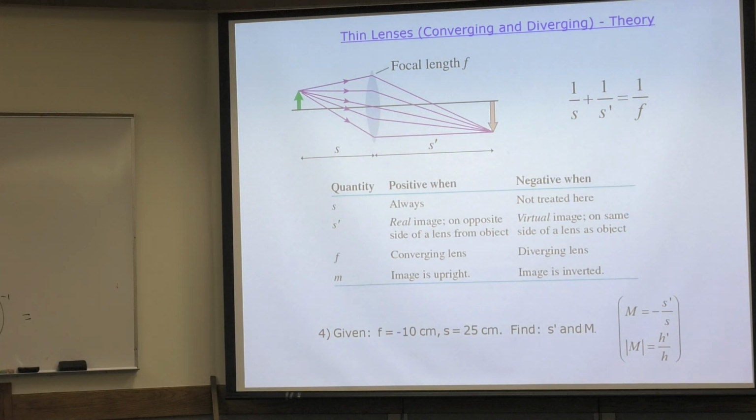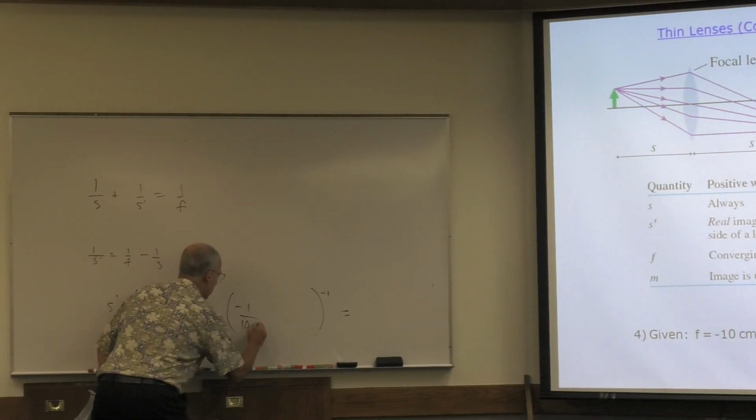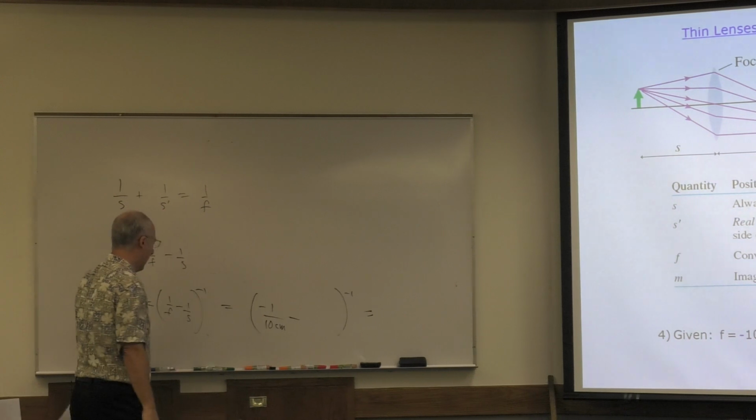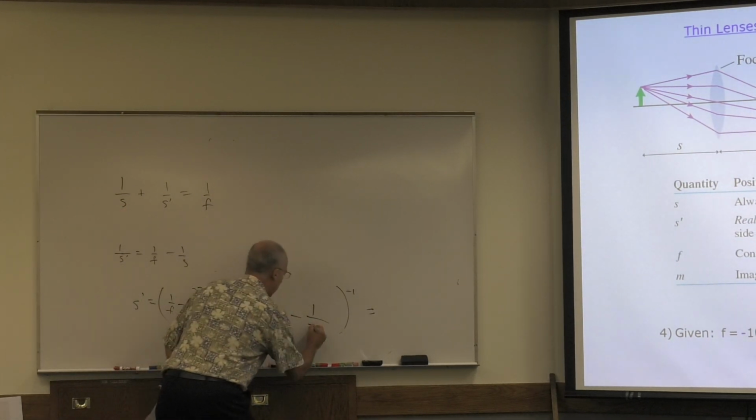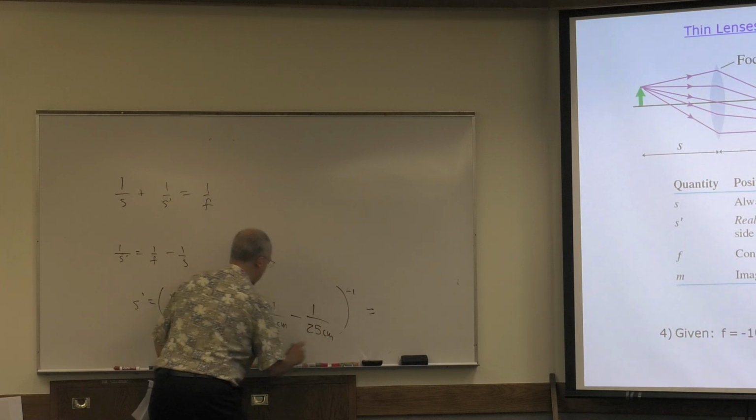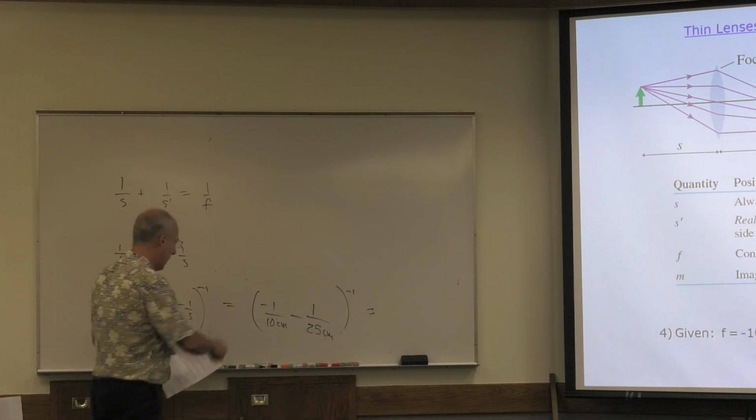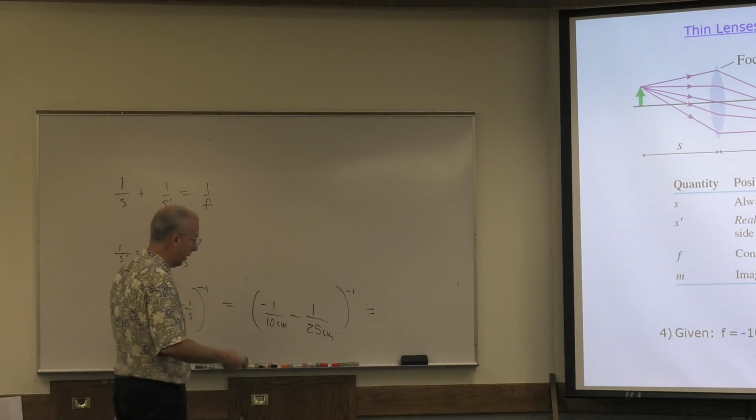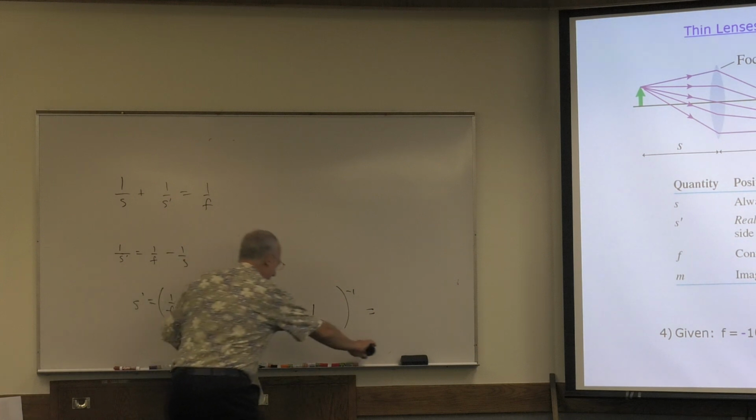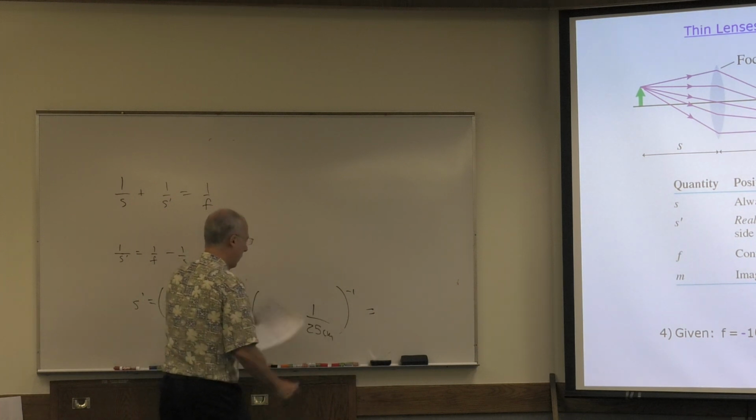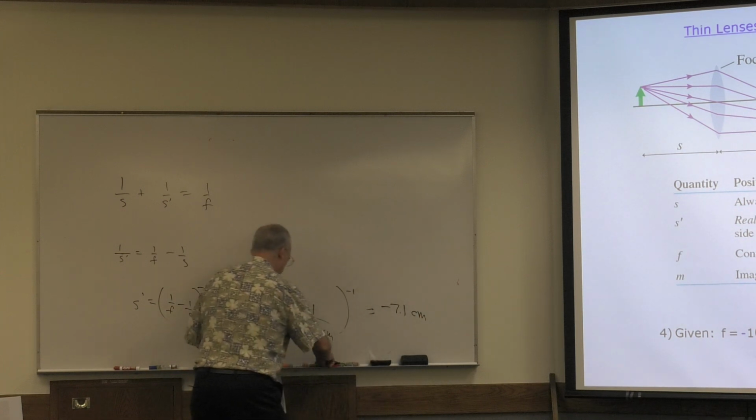Okay, so now 1 over f, but it's negative. So it's negative 1 over 10 centimeters. And then it's minus 1 over s. So s is 25. All right, so what is that? Well, first of all, it's negative 1/10 minus 1/25th. That's going to be negative, right? So you do the math on the calculator, and you get minus 7.1 centimeters.